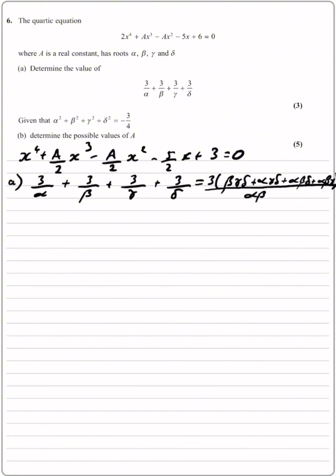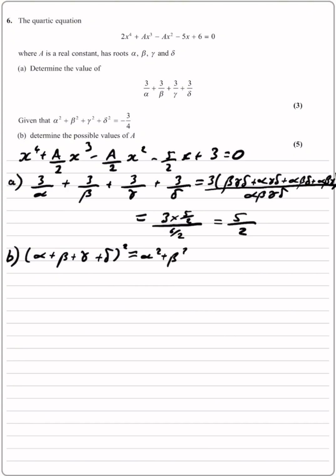Okay, so the sum of the combinations of products of 3 roots is going to be negative the value in front of the x, so negative 5 over 2. So we're going to get 3 lots of 5 over 2 over the product of the roots, which is going to be 3. So 3 times 5 over 2 over 3 is equal to 5 over 2. I don't know why I wrote 3 as 6 over 2. There we go. Maybe I was thinking it might cancel with the 2 at the top.